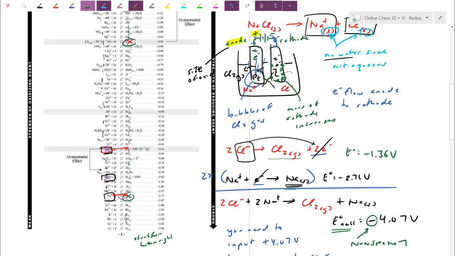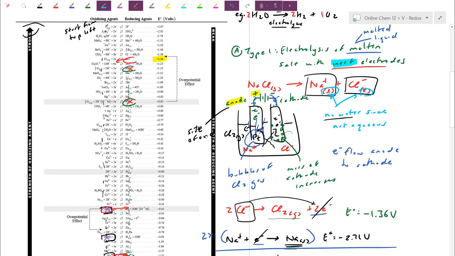Okay, that's going to be a type 1 cell here. Aside from that, everything else is still the same. Find the best guy that reduces. Find the best guy that oxidizes. We're just going to find that the reduction reaction occurs way below the oxidation reaction. That's going to guarantee that the overall E cell is actually negative.